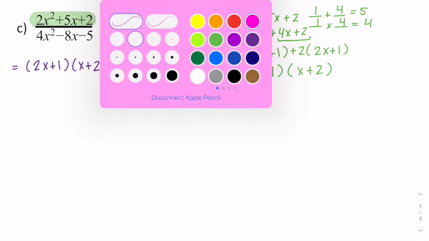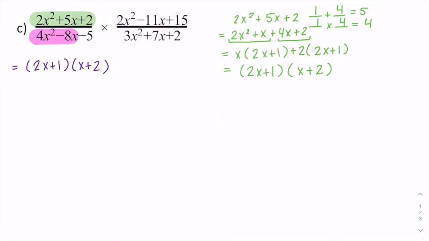Now let's do the denominator. So for this one, we have 4x squared minus 8x minus 5. So I first check if there's anything I can common factor, and there's not. So I need two numbers that add to the middle number and two numbers that multiply to the first number multiplied by the last number. So that would be -20. And if I think about what those numbers are, I will have -10 and +2.